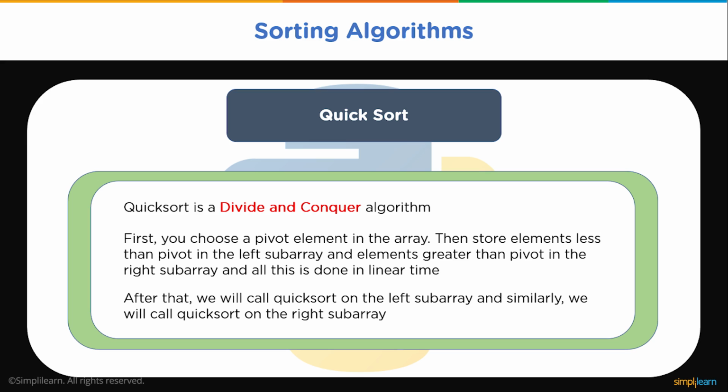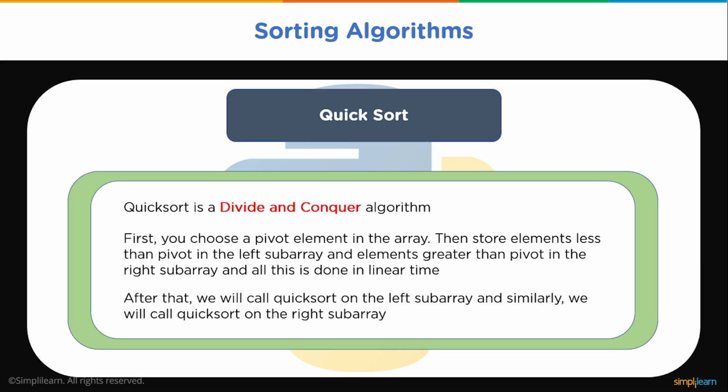Now let's take an example of another sorting algorithm called quicksort. Quicksort, like merge sort, is also a divide and conquer algorithm, but in a different way. In quicksort, first you choose a pivot element in the array, then store elements less than the pivot in the left subarray and greater than the pivot in the right subarray, and then keep doing this recursively for each subsequent left and right array.